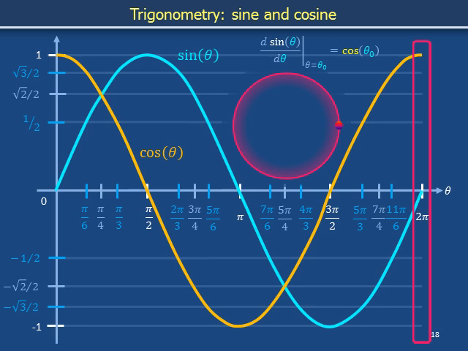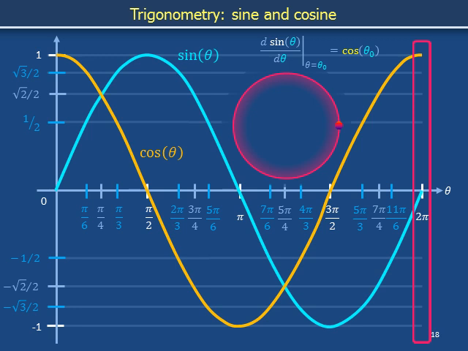In the same way as we compared the slope of the turquoise curve to the height of the golden curve, we can also compare the slope of the golden curve to the height of the turquoise curve. Are these equal? Are they different? Please pause the video to determine the relationship.